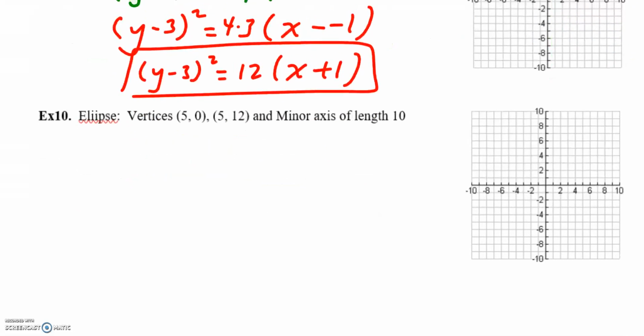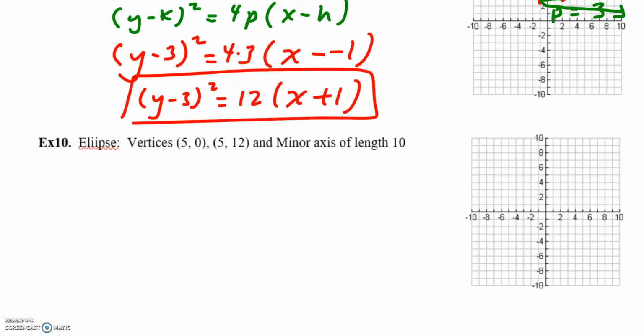Number 10, the ellipse. This ellipse has vertices at 5, 0 and 5, 12. So over 5, up 12, so all the way up here somewhere. Because my vertices are up and down, this to me means that my ellipse must be a vertically based ellipse. It also tells me that the minor axis is of length 10, and we'll come to that in just a little bit. But first, I think this is trying to say if my major vertices are at 5, 0 and 5, 12, that means the distance from here to here is 12 units.